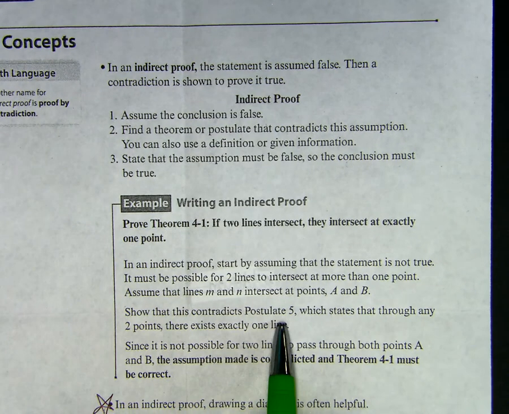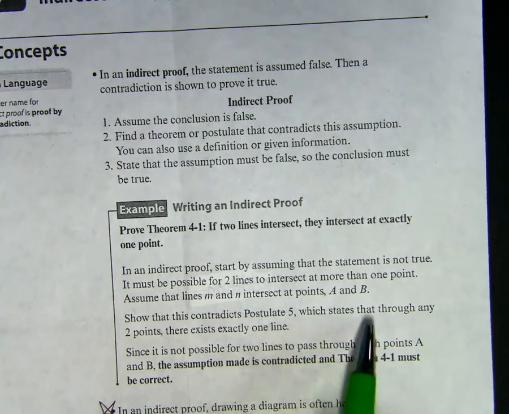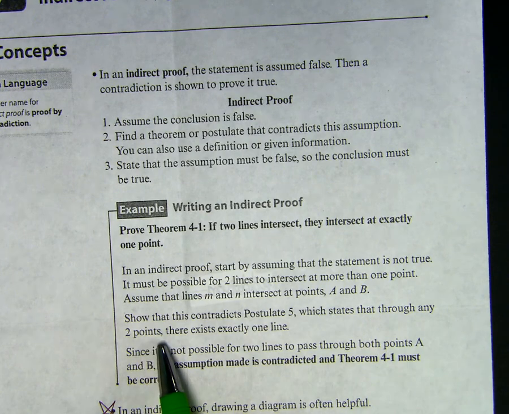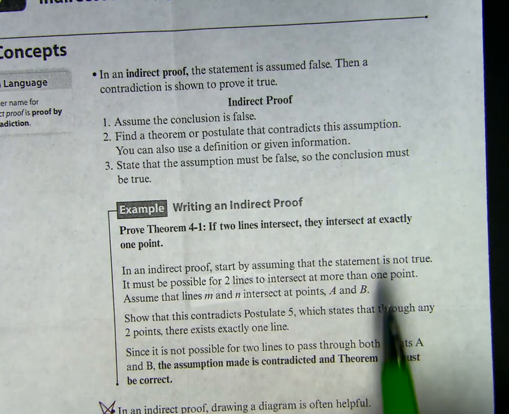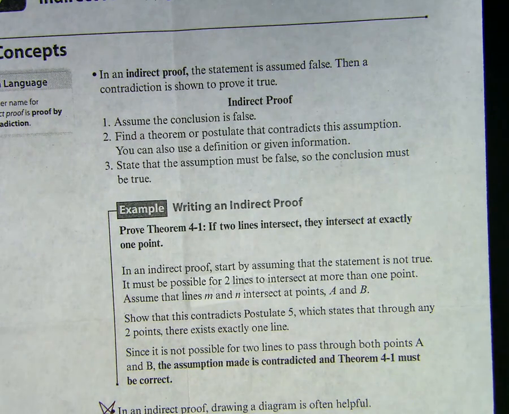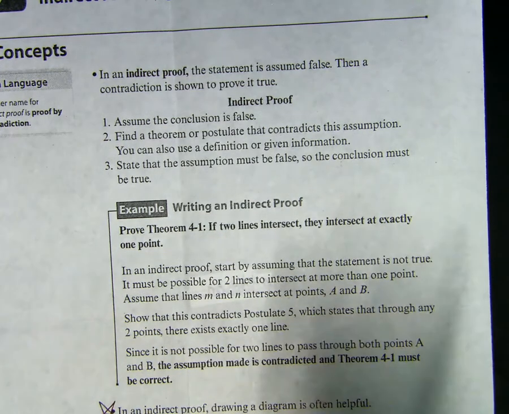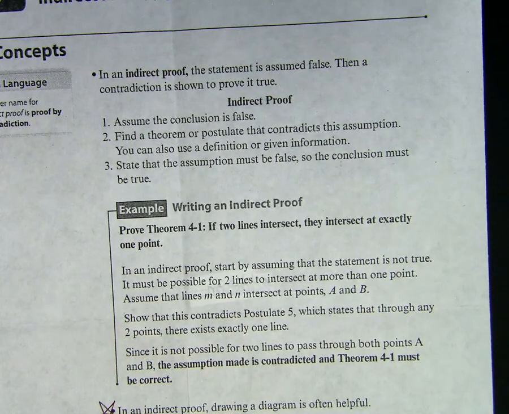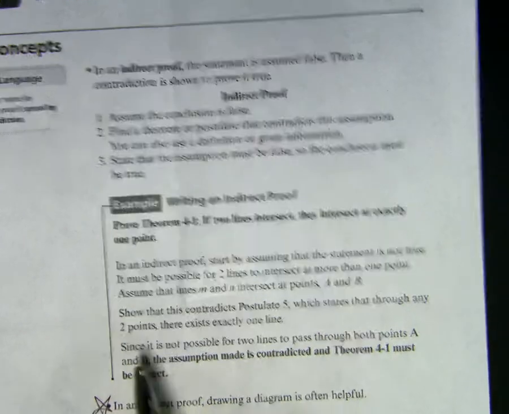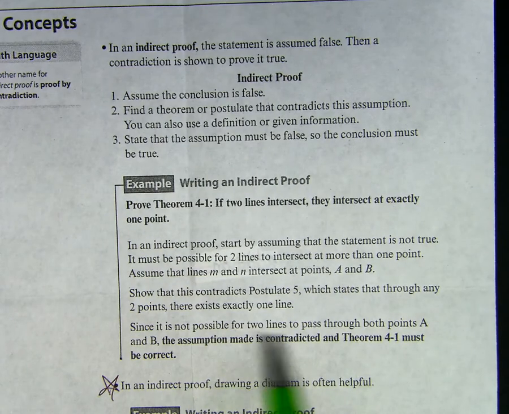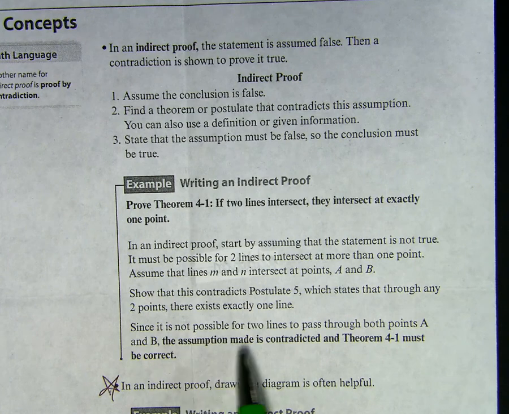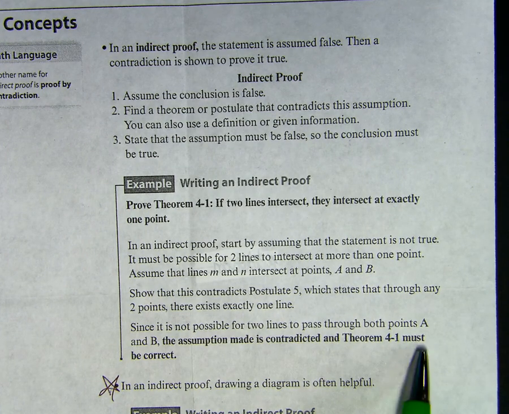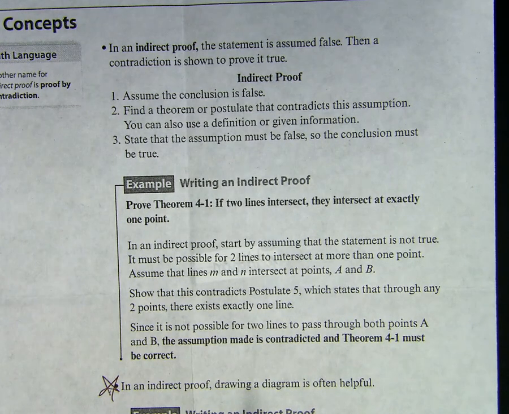This contradicts postulate 5 that states that through any 2 points there exists exactly one line. So between A and B there's only one line, so it can't be intersecting both of them because that would mean 2 lines. Since it's not possible for 2 lines to pass through both points A and B, the assumption made is contradicted and therefore must be incorrect.